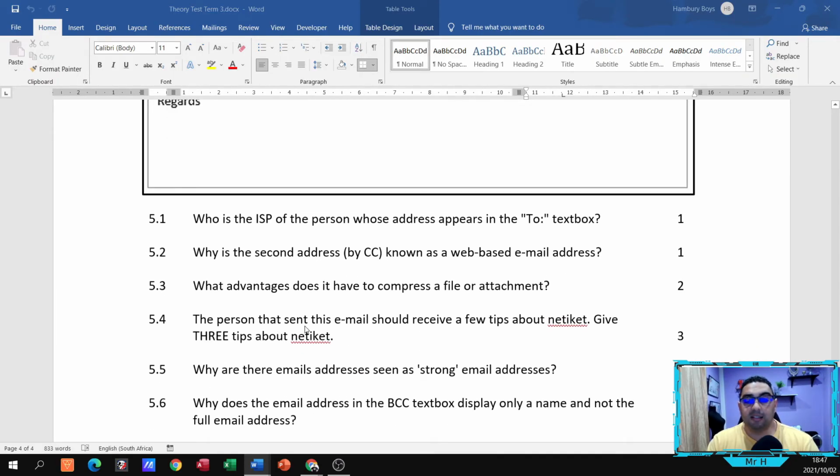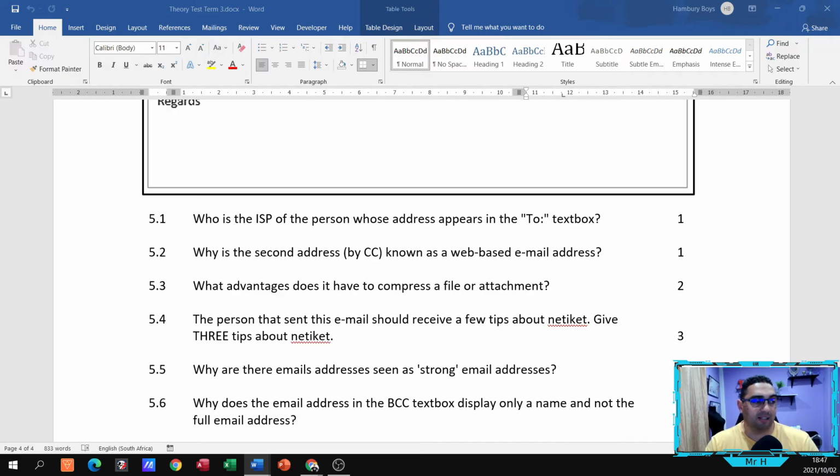The person that sent this email should receive a few tips about what we call netiquette. So what is netiquette? Netiquette deals with having basically our manners on the internet, right? The way we speak, the way we text, the way we email to one another. There's a certain set of rules that we need to adhere to.